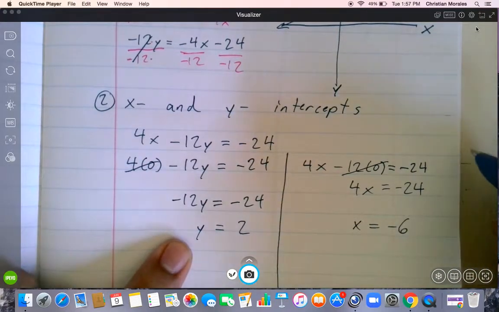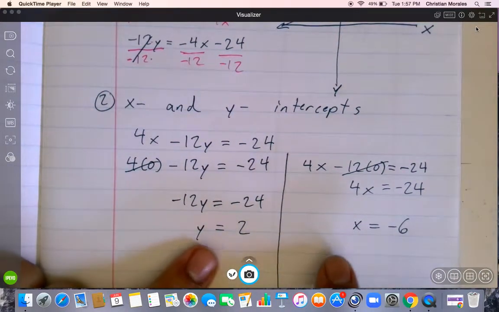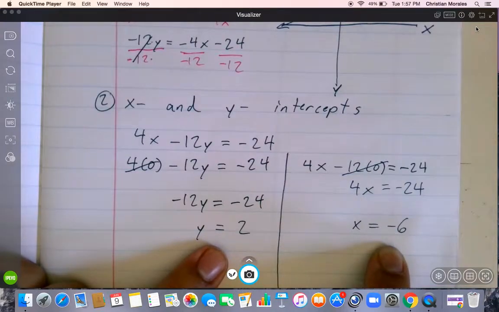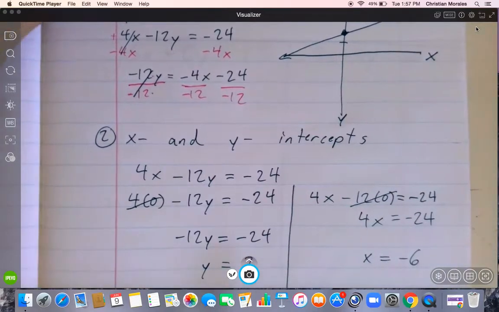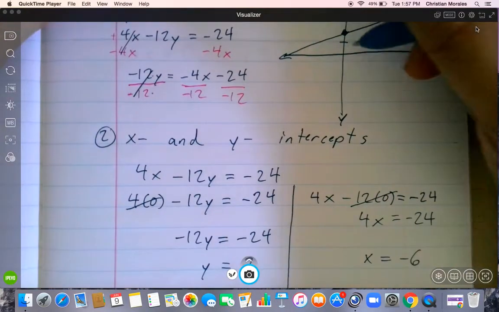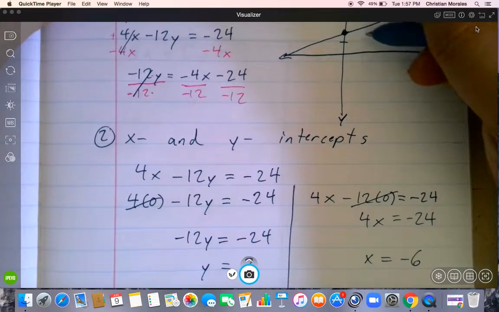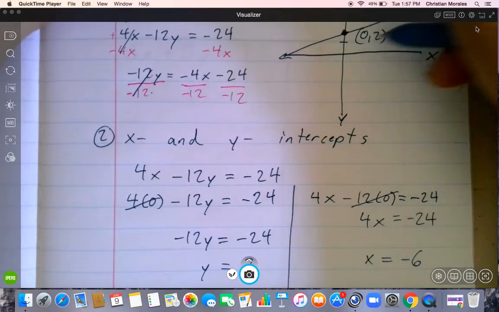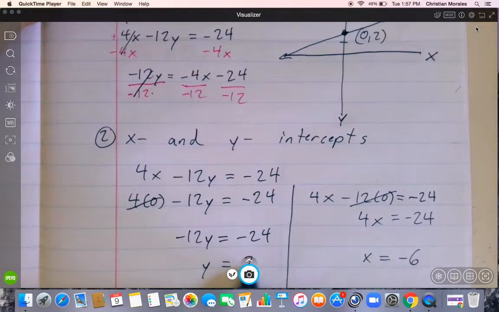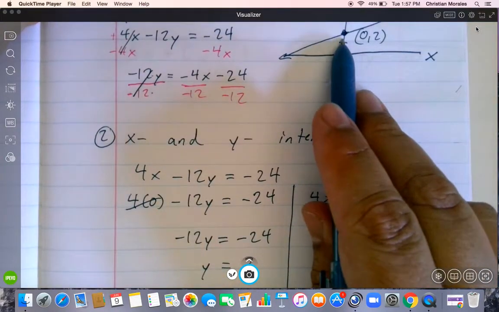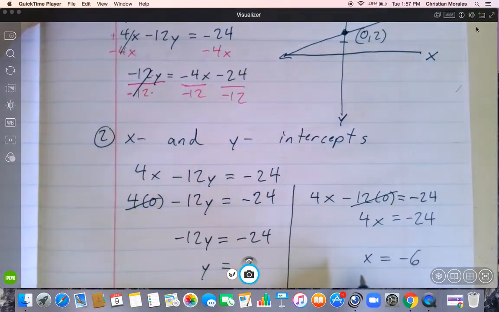So your two intercepts are at 2 and at negative 6. So what does that mean? Well, let's go to the graph. If your first one is at 2, that means right here at the coordinate 0, 2 is your y-intercept. Remember, y is 2. So that is your y-intercept. What about your x-intercept?